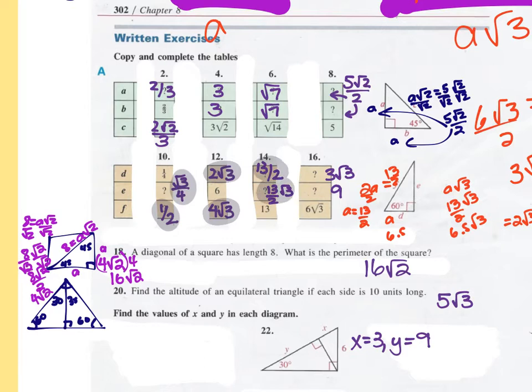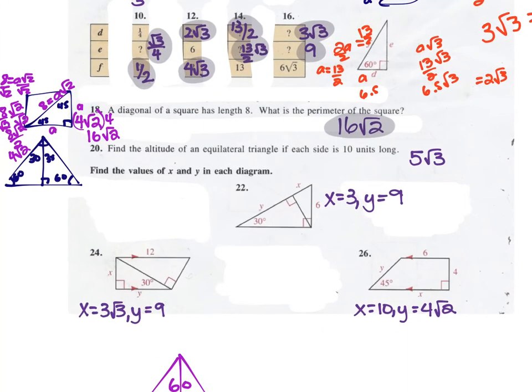14 is 13 over 2 and 13 over 2 root 3. And 16 is 3 root 3 and 9. 18 is 16 root 2. 20 is 5 root 3.